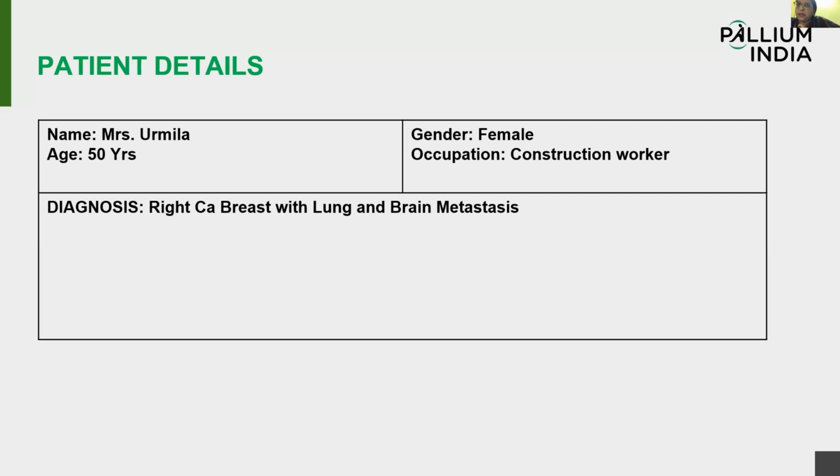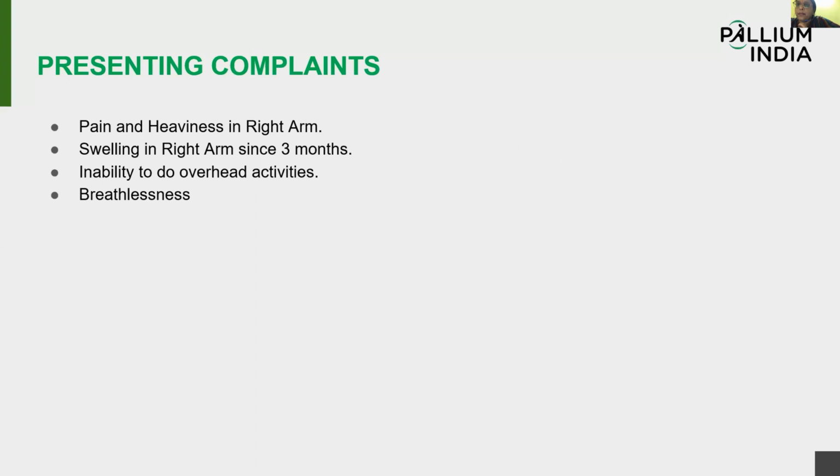My patient's name is Mrs. Urmila, who is 50 years of age, and by occupation, she's a construction worker. Diagnosis is right CA breast with lung and brain metastasis. Her presenting complaint was pain and heaviness in the right arm with swelling in the right arm since 3 months, inability to do overhead activities, and the patient was also complaining of breathlessness.